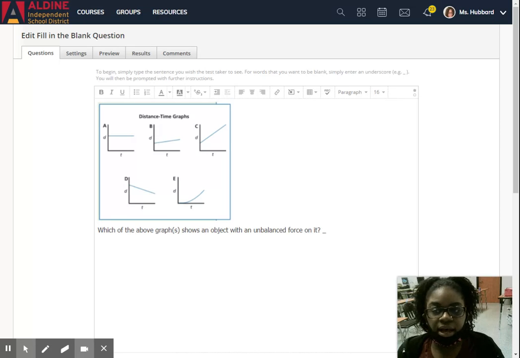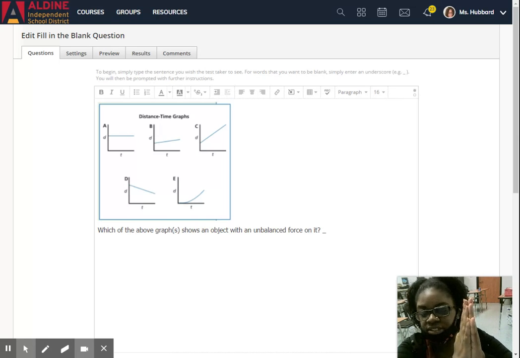For A, the object is not moving because we have the same distance over time. And that also means the forces are balanced because we have seen if we are applying the same amount of force from different directions, the object won't move. Okay. For E, we see an increase in our distance for each time.